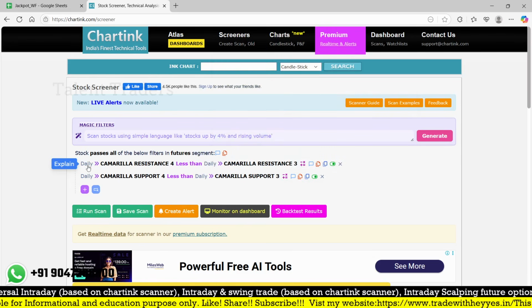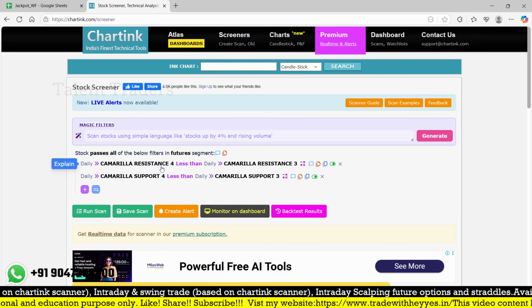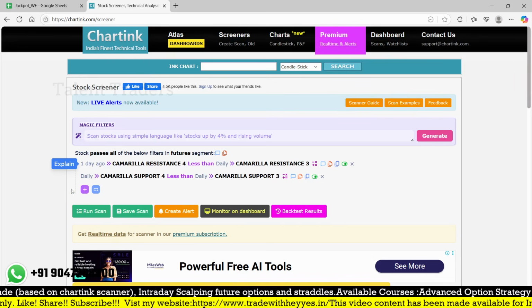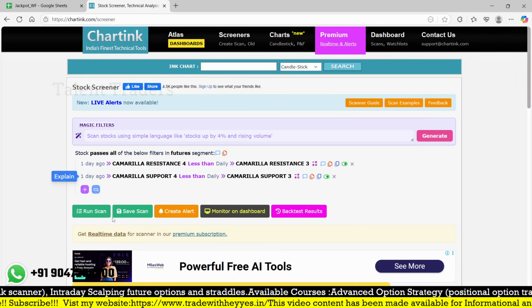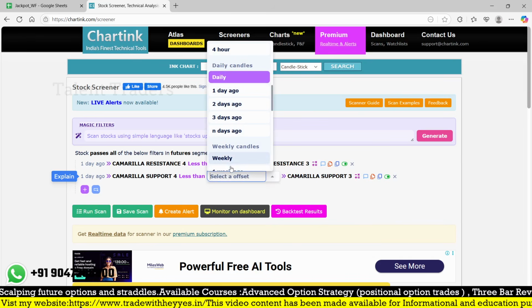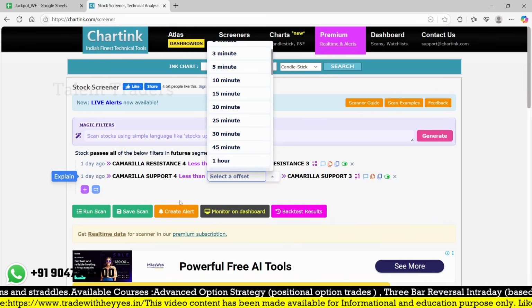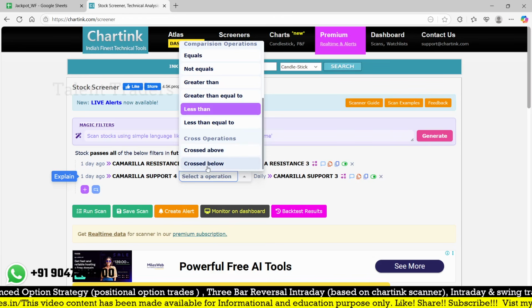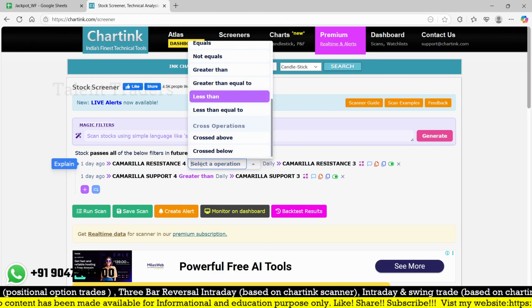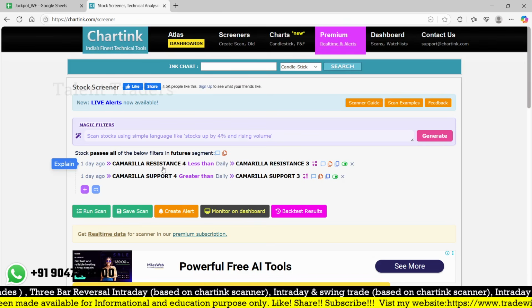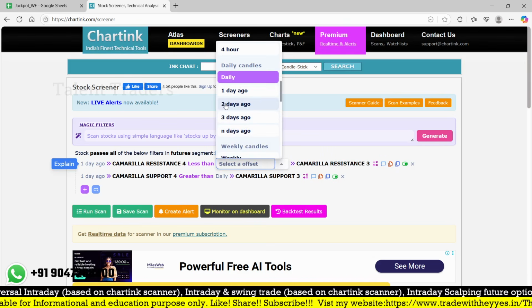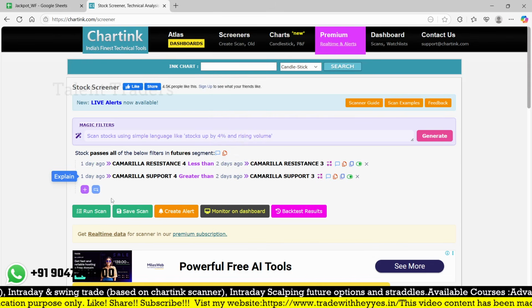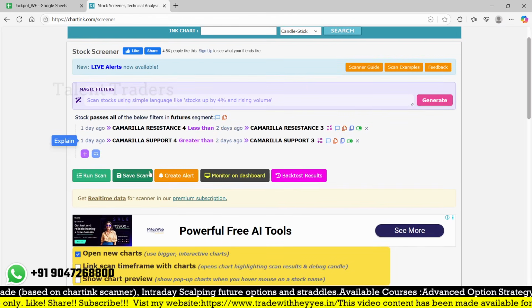Support 3. So what exactly are we doing with the Camarilla support and resistance 4 of today? That means one day ago; let me go for one day ago. I'll be finding today's stocks, so in this case it should be greater than this. This indicator is not available by default, so we need to create a custom one. This should be two days ago, because it is the previous day's value. So if you take two days ago, I'm going to find out which stocks form such a pattern.